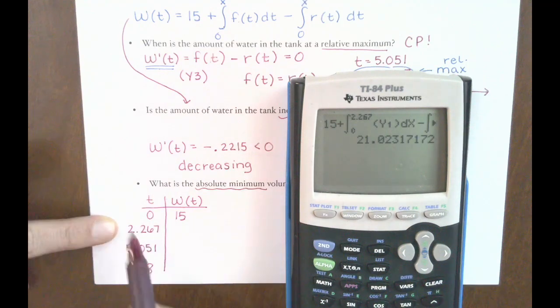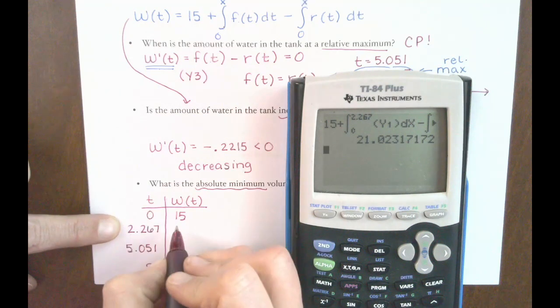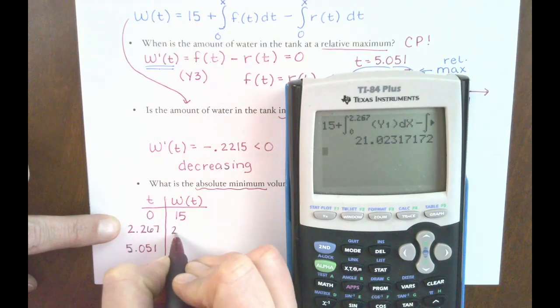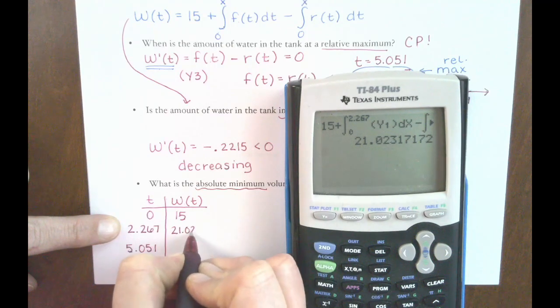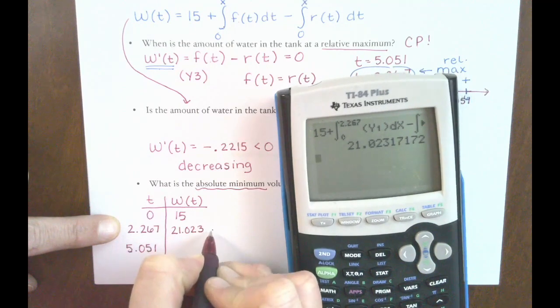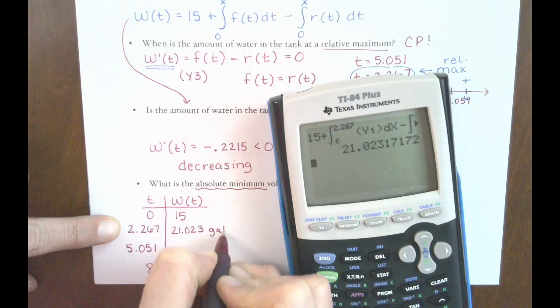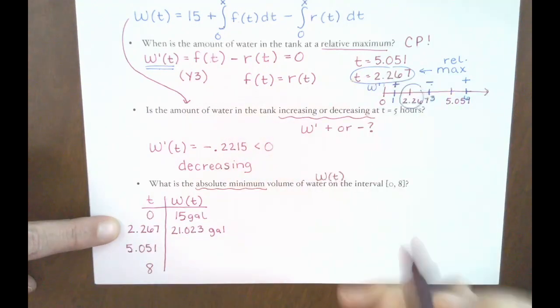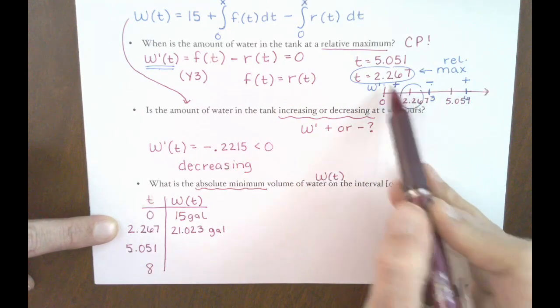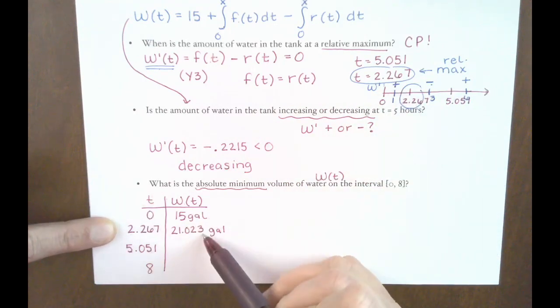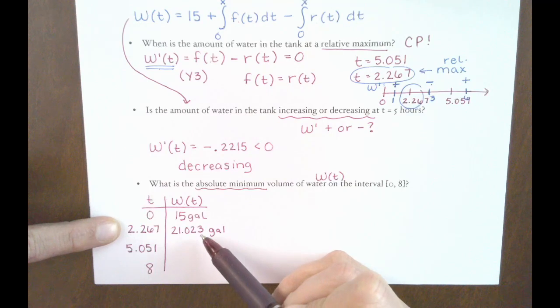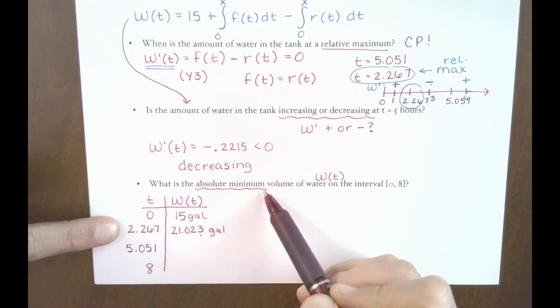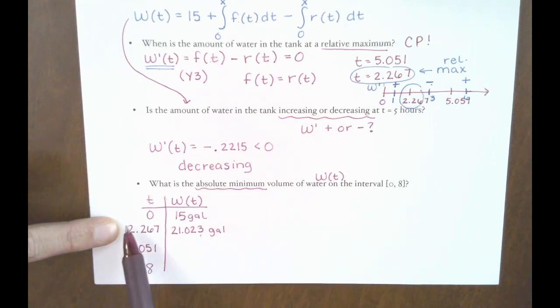Okay, so at this time, at 2.267 hours, I have 21.023 gallons. These are all gallons. Okay, that should make sense to us because a minute ago we said that 2.267 is a relative maximum. So we actually could have gotten away without checking that one because what we're looking for is a minimum, but we would have had to say that this was a maximum.